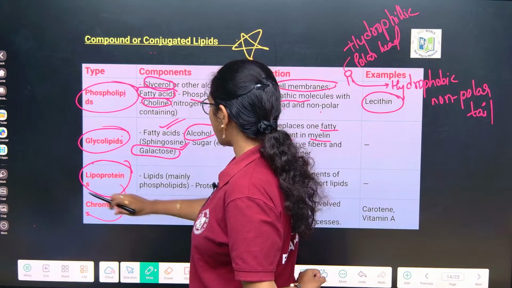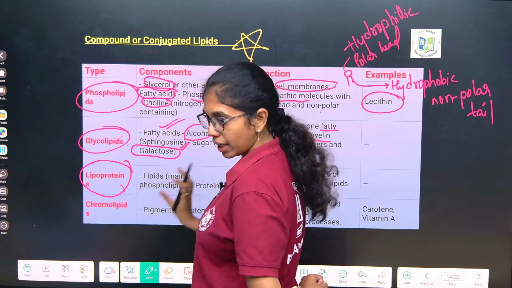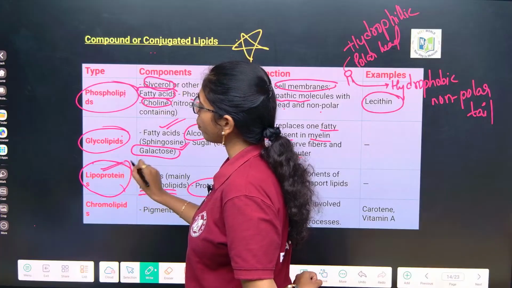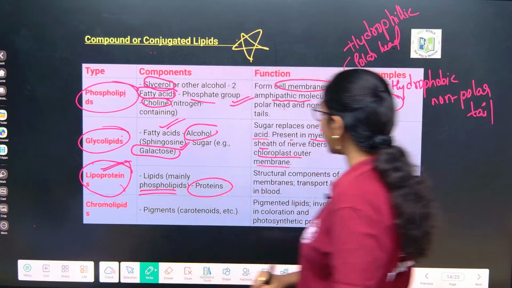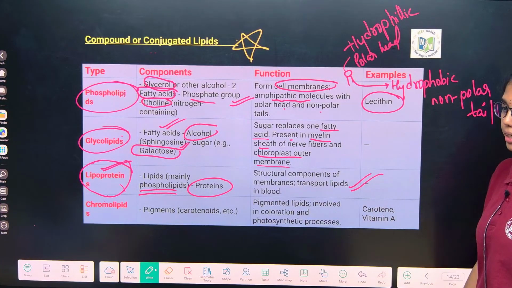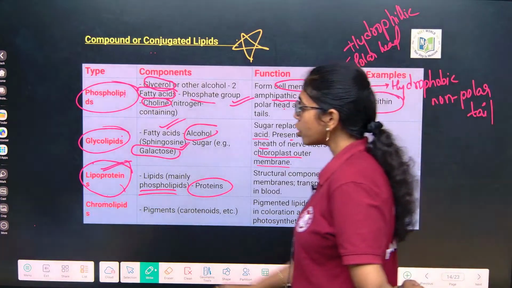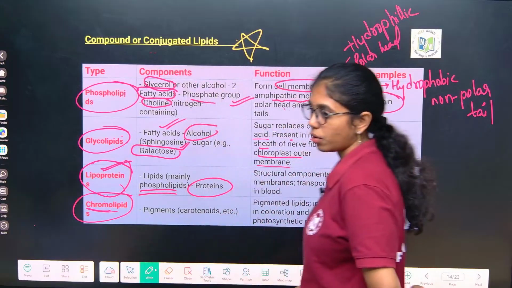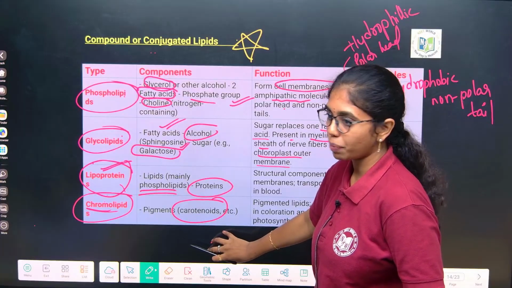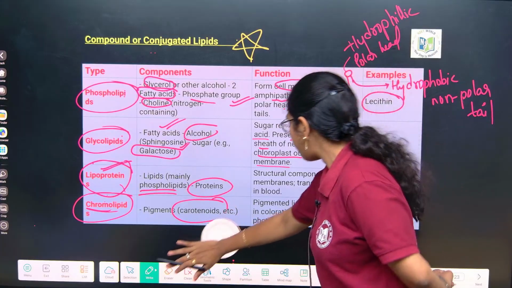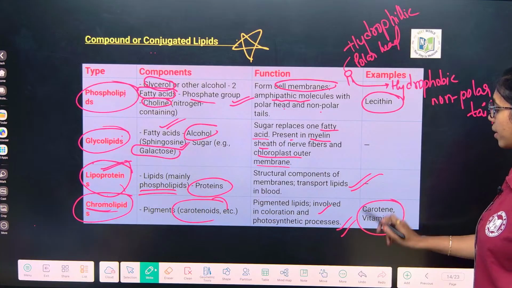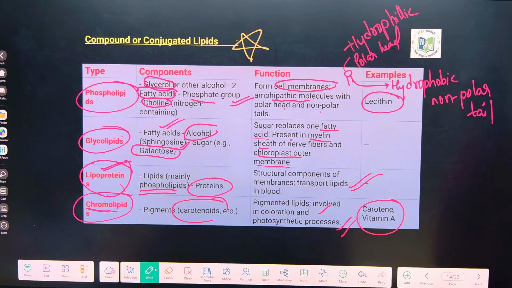Next is what? Lipoproteins. Here lipids, mainly phospholipids, are present along with proteins. This is lipoprotein, lipids and protein. This forms the structural component of membranes and transports lipids in the blood. Last is chromolipids. Chromo means what, ma? Color. These are colored pigments, for example carotenoids. These are fat soluble pigments which you see in plants. Pigmented lipids are involved in coloration and the photosynthetic process, for example keratin and vitamin A. Take down quickly, ma.